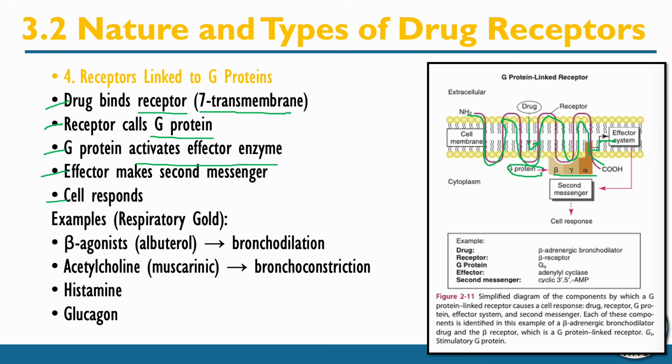Again, 4 steps. Drug binds to the receptor. Magtatawag siya ng G protein. Merong alpha yon, which activates the effector enzyme. Third. Fourth is that effector makes second messenger. And then the cell response. Examples, especially for respiratory therapy, are beta agonist, like your albuterol, which causes bronchodilation, your acetylcholine, which causes bronchoconstriction, your histamine, and your glucagon.